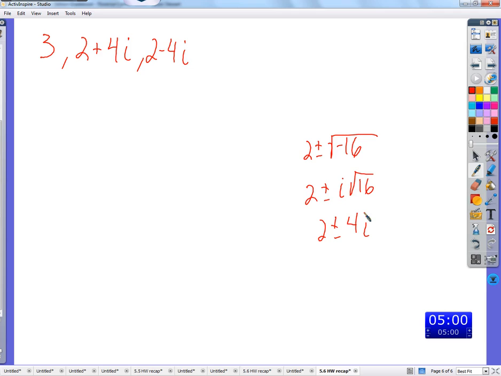Not only imaginary zeros, but irrational zeros. If we get 2 plus the square root of 3, we should have 2 minus the square root of 3. You can think of it as, whoever found these zeros must have used the quadratic formula to find them. And there's always a plus or minus in the quadratic formula. Okay?